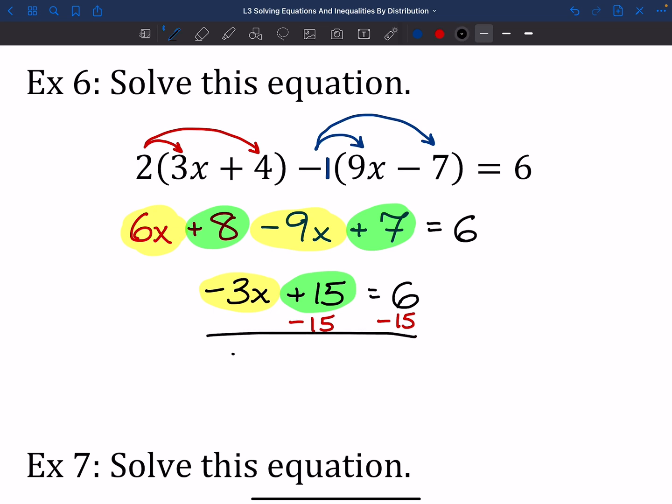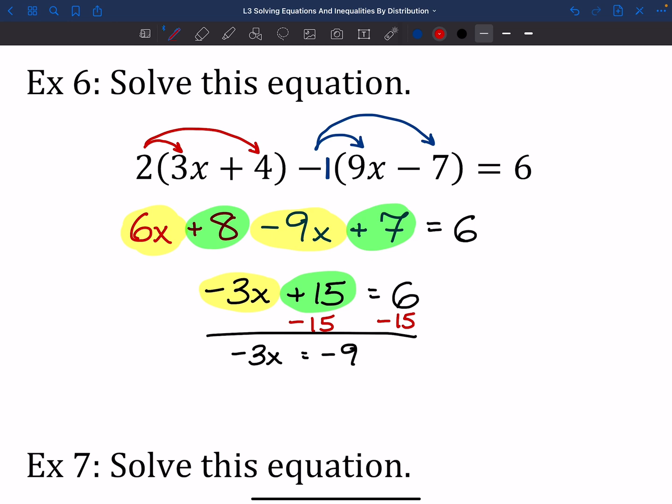Okay, when I do that, I have negative 3x, I've got an equal sign, and then 6 minus 15 is going to bring me down to negative 9. Again, I'm going to say the same thing over: if you're feeling a little iffy about negatives, it never hurts to use a calculator. It's okay. After that, we have negative 3x, right?